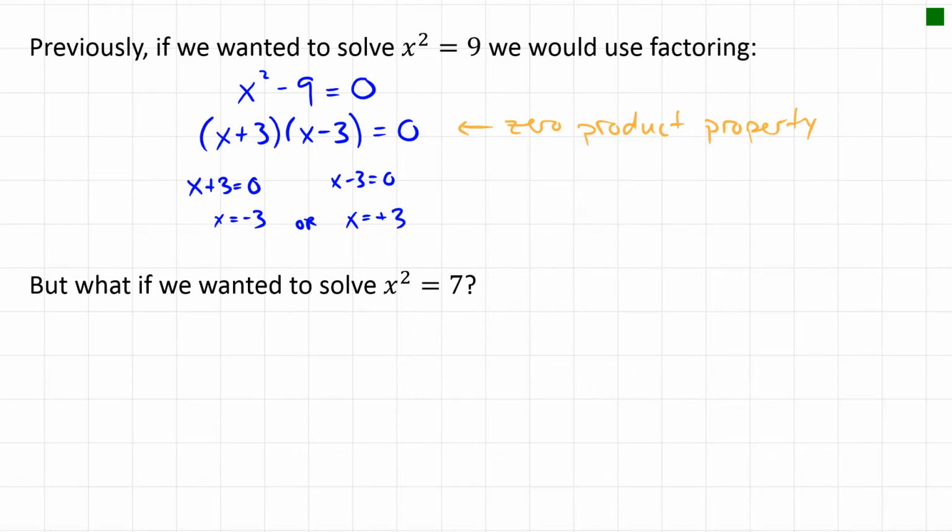We've really only learned to factor quadratics so far in the course, so we'd have to solve these equations by factoring. But what if we wanted to solve x squared equals 7? Because even if you subtract 7 from each side, 7 is not a perfect square, so we can't factor it using difference of squares. We're going to need another method to solve an equation like this.